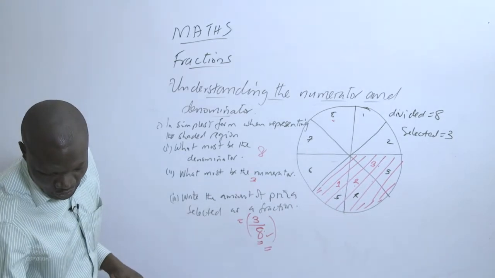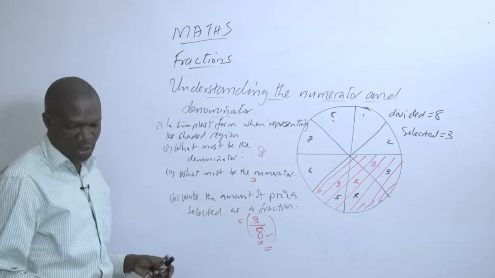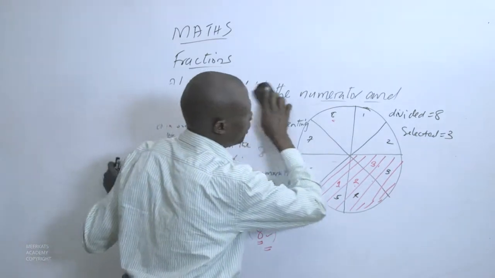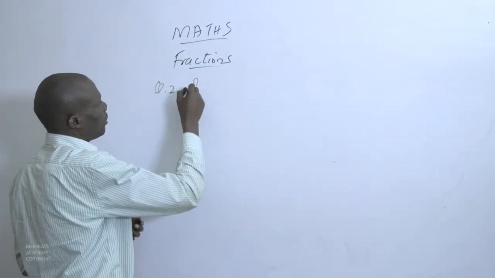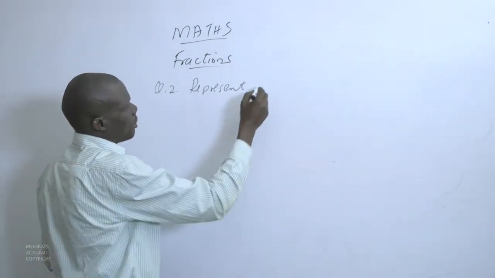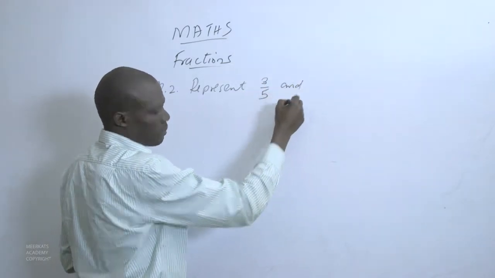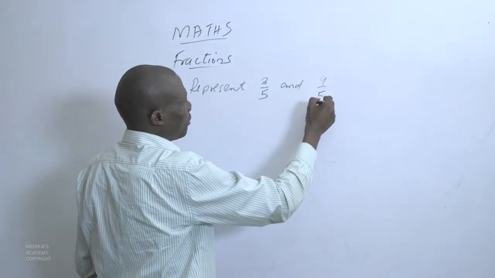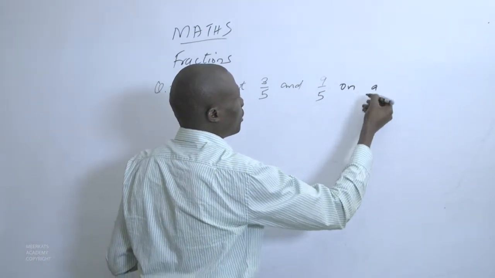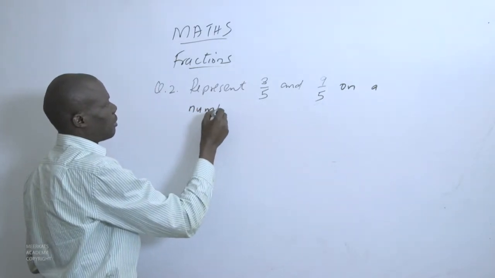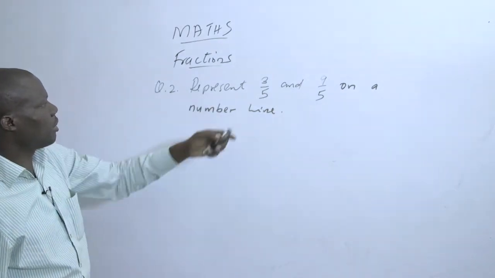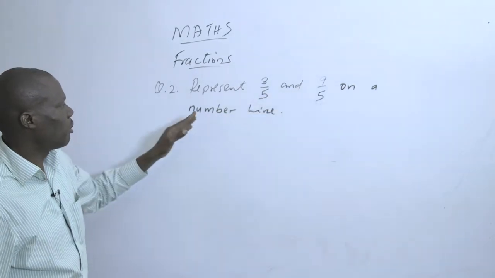So let us look at a question that touches on representing a fraction on the number line. And we should see how this should be shown. So question 2 here, represent 3 over 5 and 9 over 5 on a number line. Represent 3 over 5 and 9 over 5 on a number line.